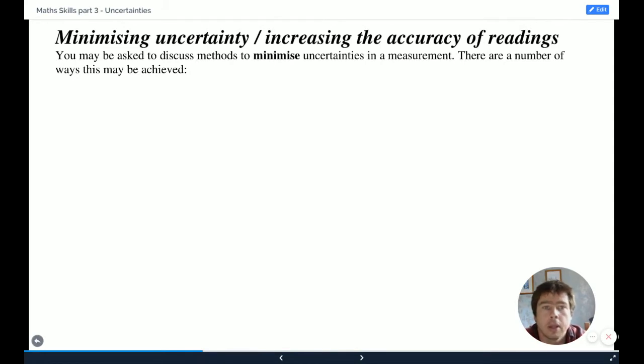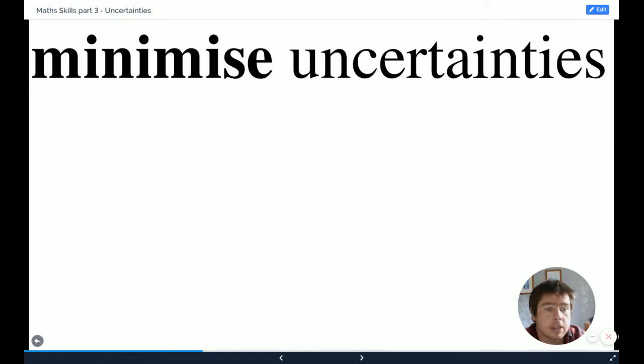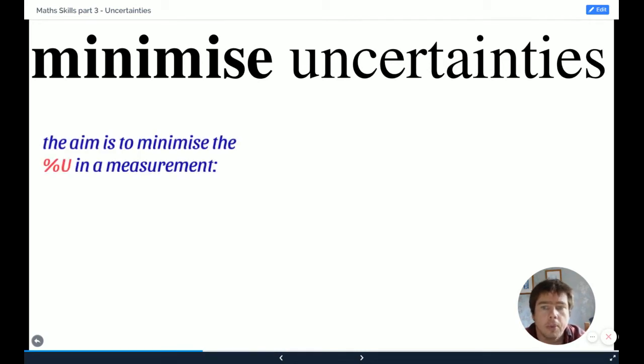Now, what's going to be really important, in an exam and when we're doing our practicals, is that we can take steps to minimise the uncertainty of our reading. So in other words, to increase hopefully the accuracy, so how close our value comes to the true value that we're trying to measure. And there are different ways that we can minimise our uncertainty. Now, when you're asked about methods to minimise uncertainties or improve the accuracy of your experiment, what those questions are asking for is, can you minimise that percentage uncertainty in a measurement?